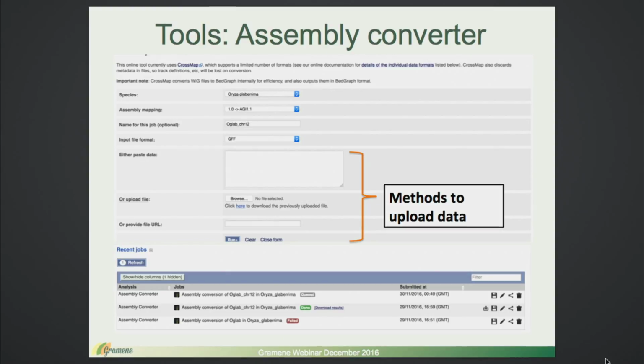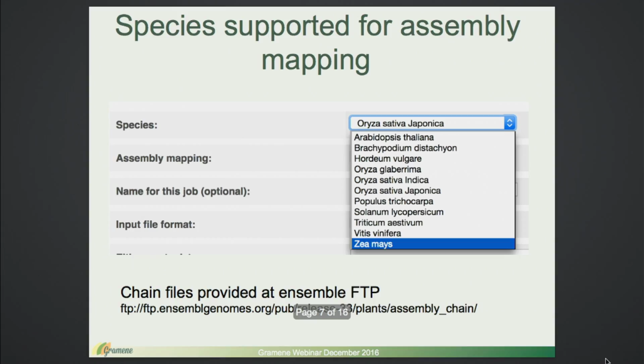This is how the web page for the assembly conversion tool looks. We support a few species, a total of 11 of them currently. We also have the chain files that are required for assembly conversion. So if you plan to do conversion using standalone tools, you can very well use the chain files to do that. For now, we support 11 species.